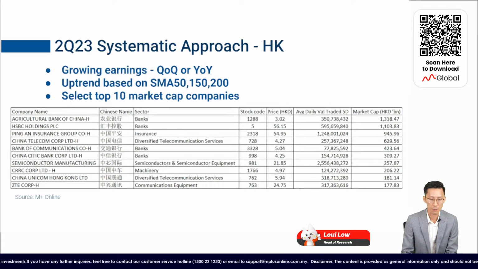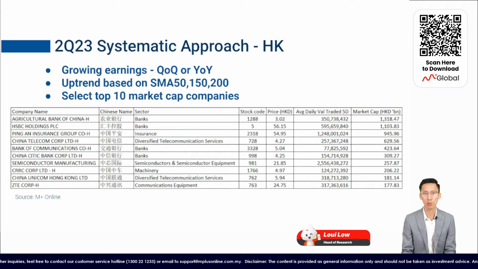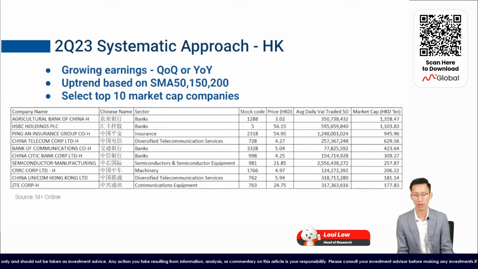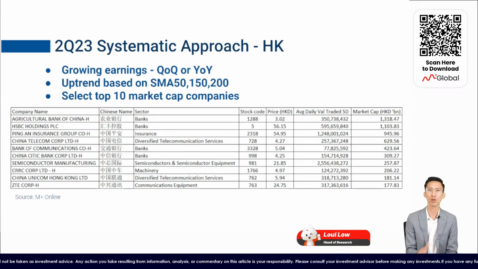Yeah. Okay. So since we have launched our M+ Global, we have been able to enjoy exposure outside of Malaysia, to Hong Kong, and also the US. And these are some of the stocks that I think have potential in terms of Q-on-Q or year-on-year growth for their earnings. So the earnings part is very important to take note. And secondly, they are in an uptrend based on the 50 MA, 150 and 200 day MA. So these are very important keys.